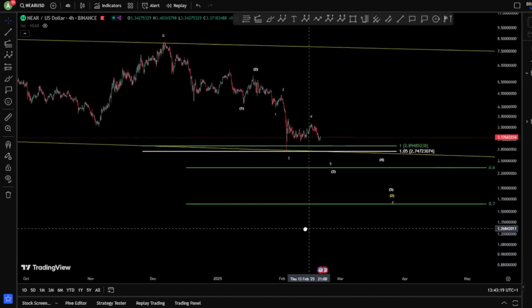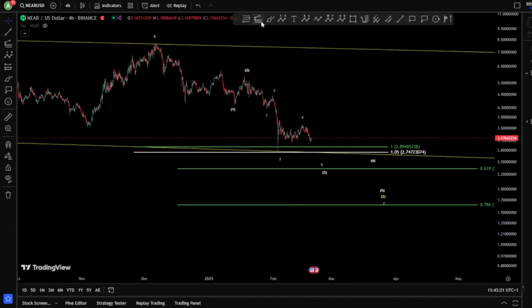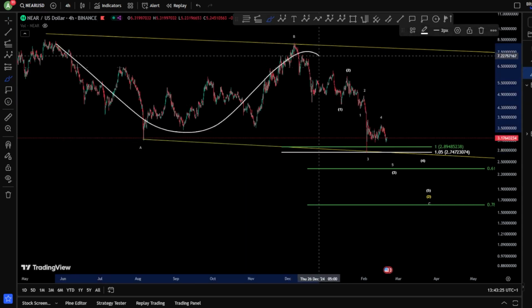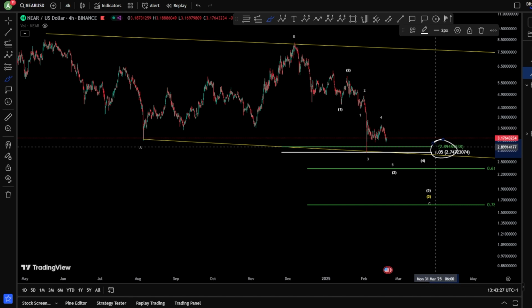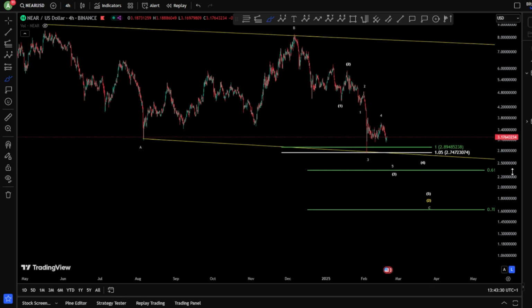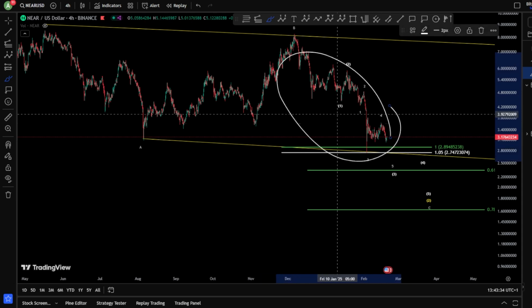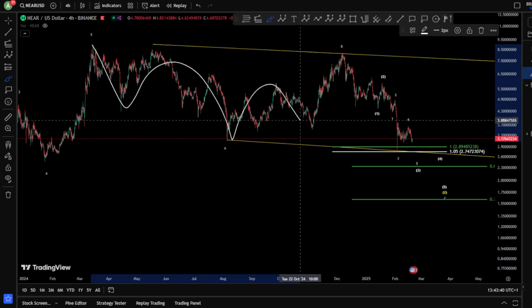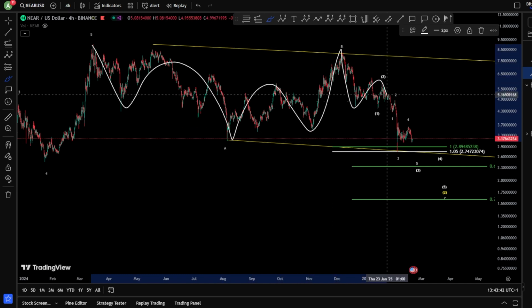And by the way, as you can see, the 1-to-1 fib level is already hit by this correction. A, B, and a C already took the 1-to-1 and the 1.05. The only problem here is that you did not finish a structure. And that's the case here, where let's say it is a W, X, and a Y.